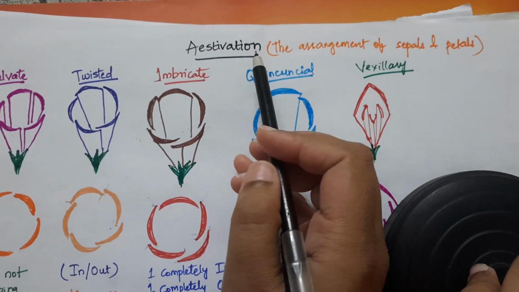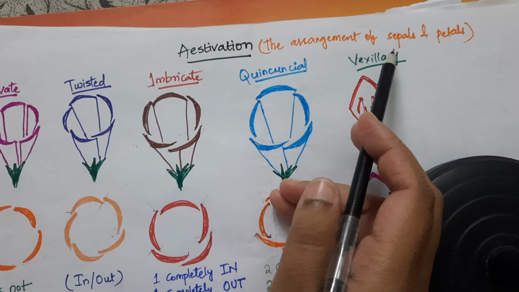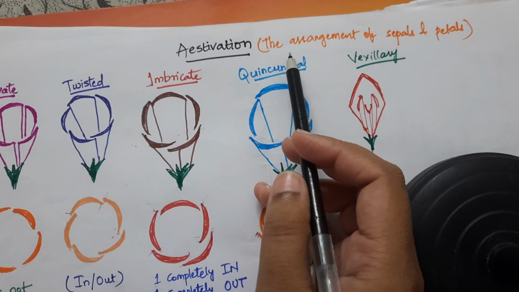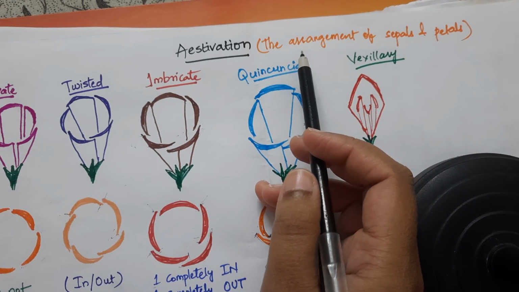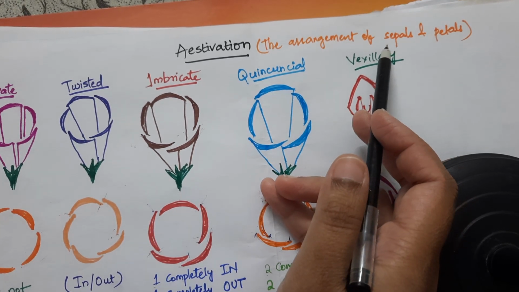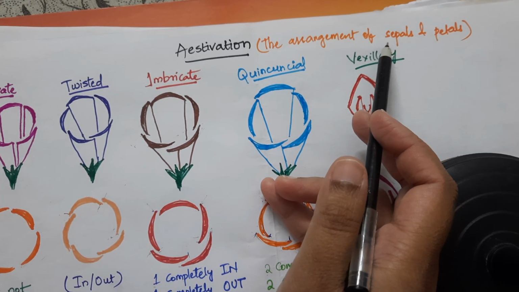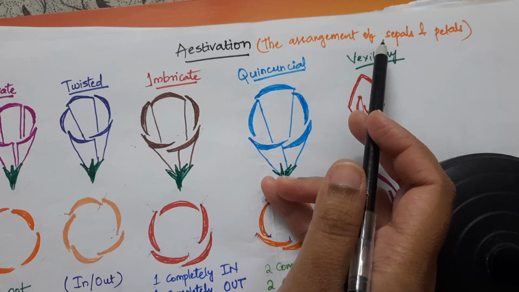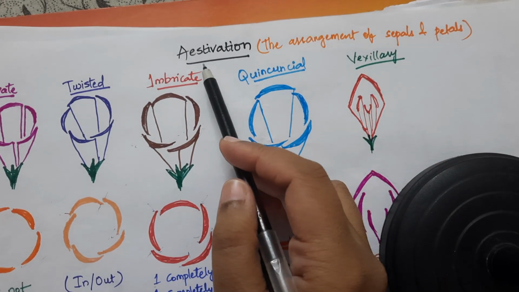Estivation is nothing but the arrangement of sepals and petals in flowers in the bud condition. Sepals and petals are collectively known as the perianth. So it is nothing but how the sepals and petals are arranged in the flower in the bud condition. We call that the estivation.